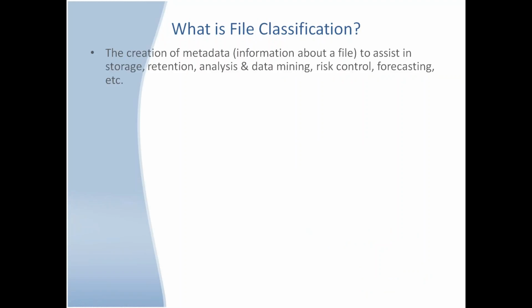So what is file classification? Basically, it is the creation of metadata about a file. Now, a lot of you know what metadata is. You're used to things like a file extension or a file name or a last modified date. Those are certainly metadata. But there are lots of other types of metadata that can be created about a file or about any kind of content, such as what are the key themes or the key words regarding that content, who wrote it, and for whom was it intended.